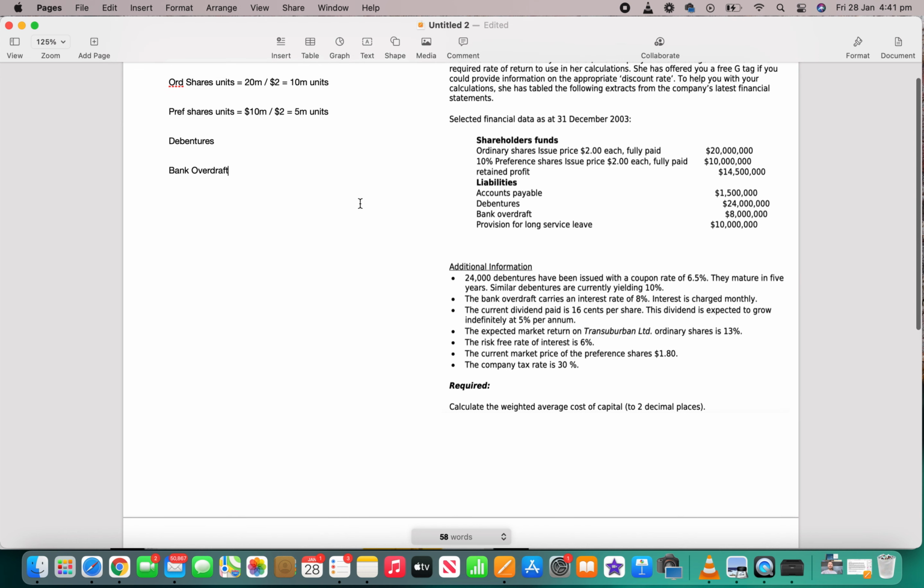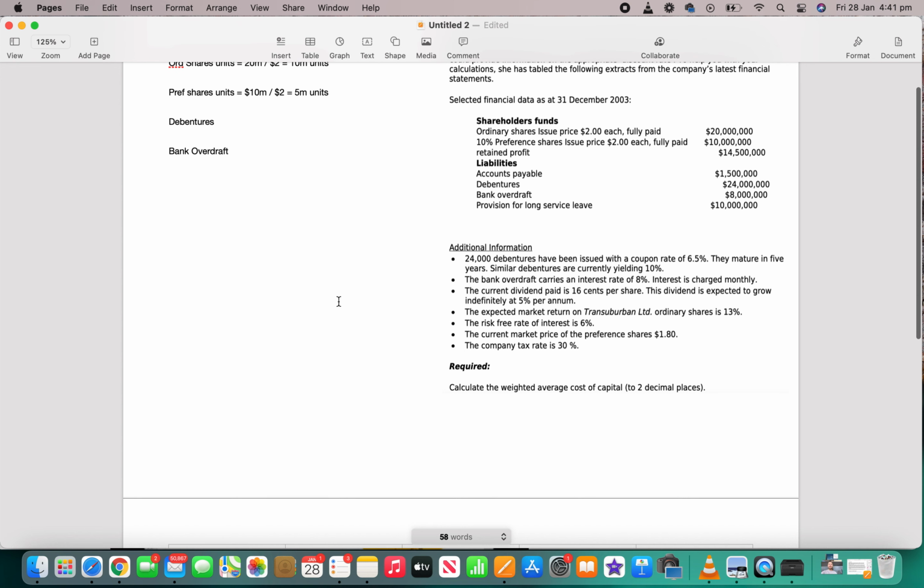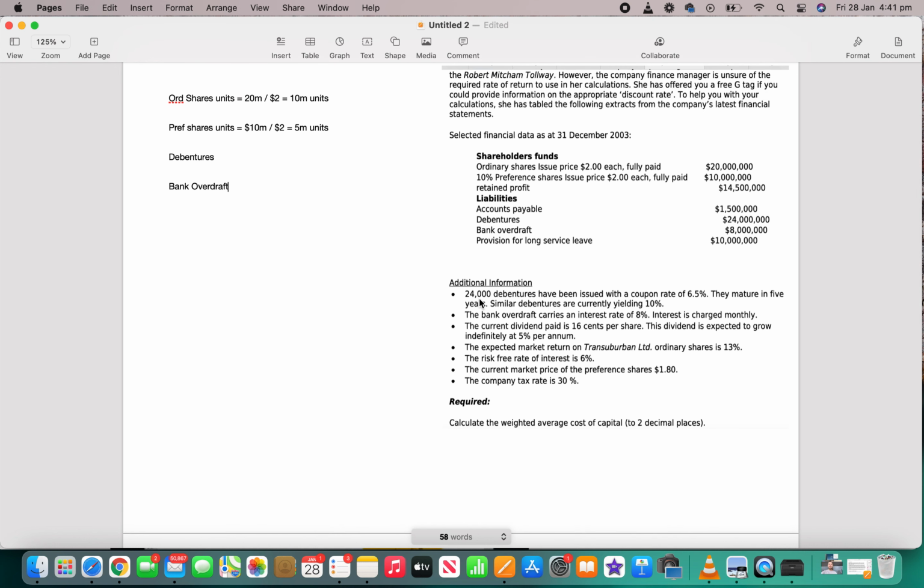So there's a lot of additional information we don't need. Okay, so we've got this additional information, which is going to be very important. So let's work through the first part. 24,000 debentures. Okay, so we know we have 24,000 units, and if we look at debentures over here, 24 million. So each price is worth 24 mil divided by 24,000 units equals $10,000 per debenture.